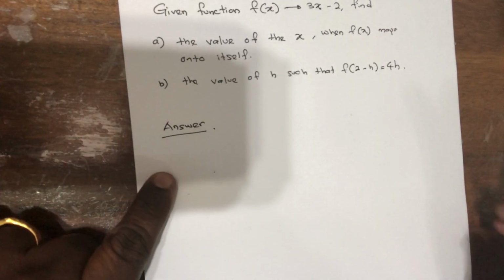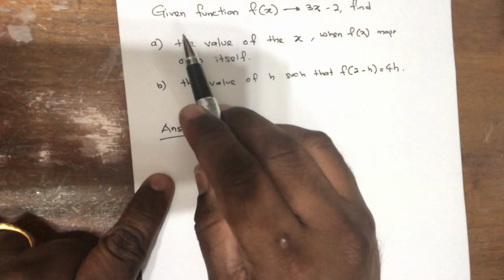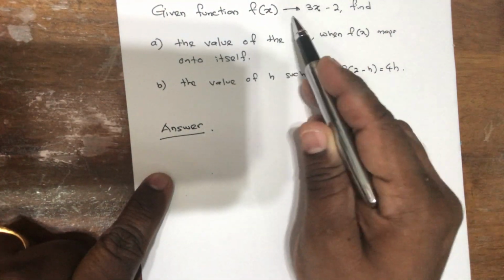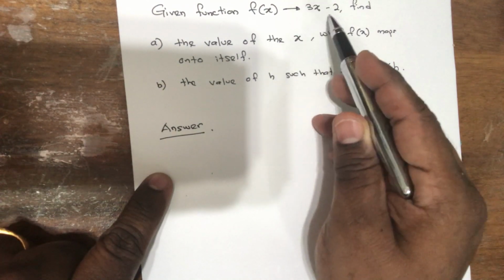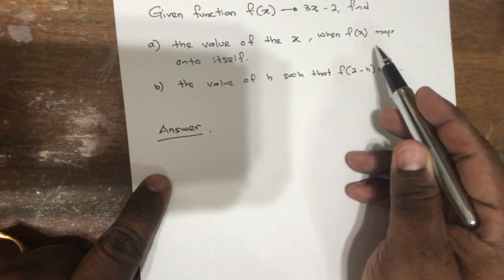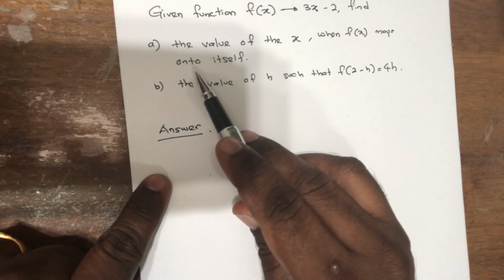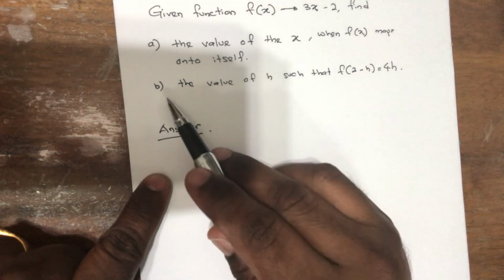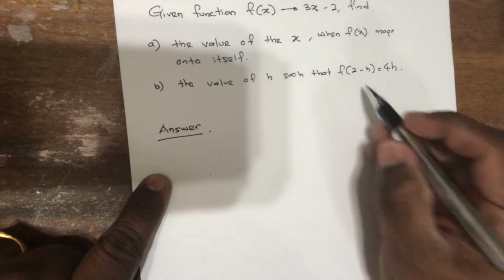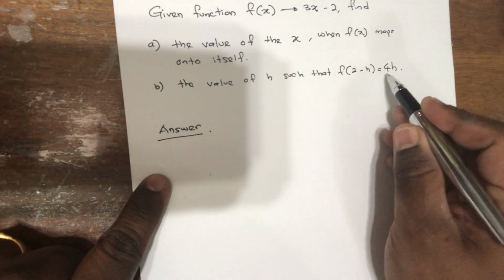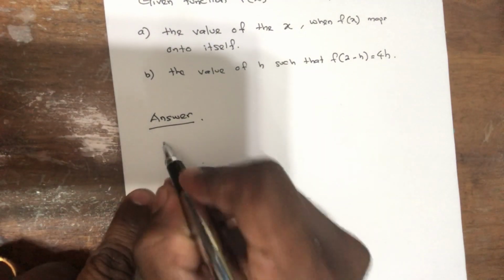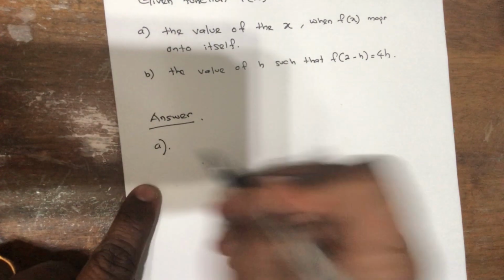Now for sample question number 1, the question is: given the function f(x), where the image is 3x minus 2, (a) find the value of x when f(x) maps onto itself. (b) Find the value of h such that f, where the object is 2 minus h, has the image 4h. Let's try A first.